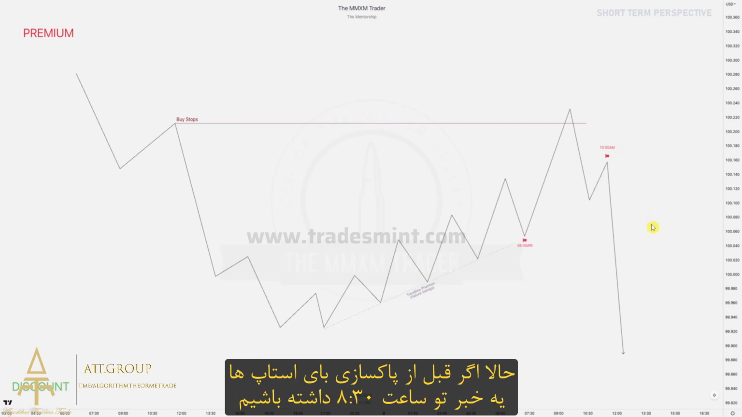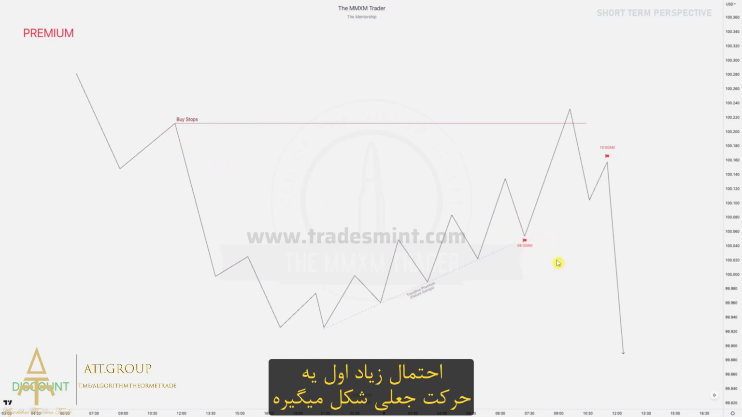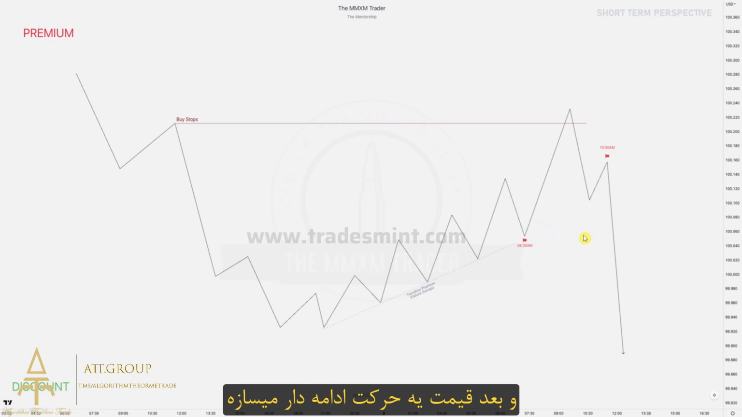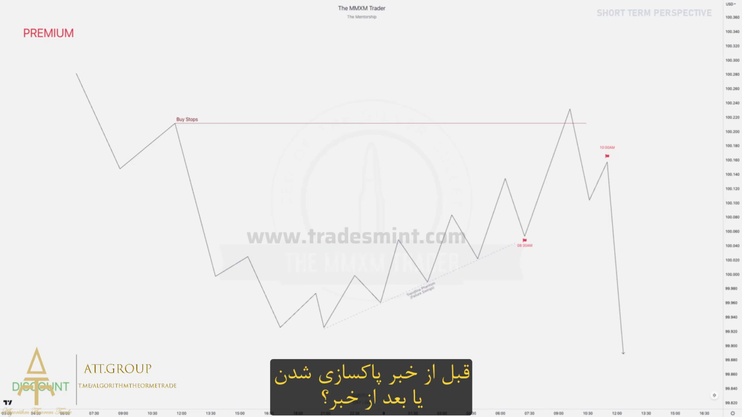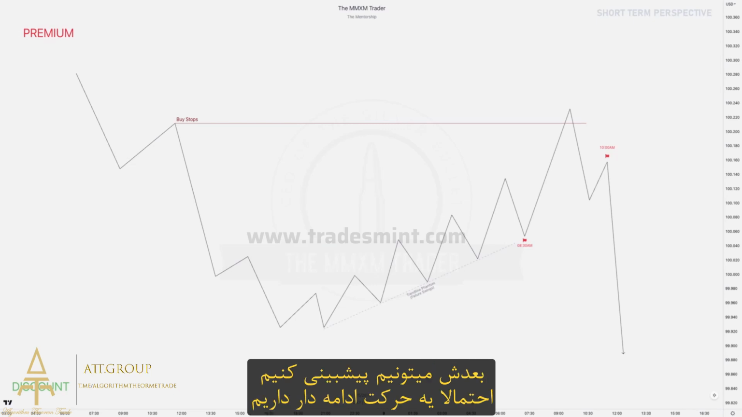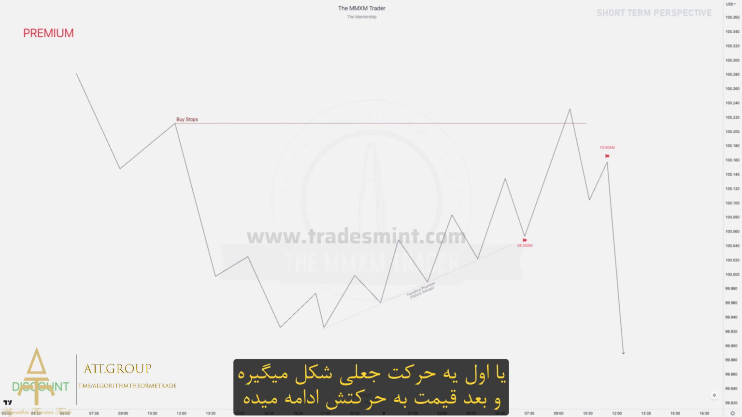Now, if we have 8:30 news before that buy stops have been liquidated, right, then it's highly likely we're going to get a fake move first and then a continuation after. So think about it, right? Is liquidity being liquidated, or are buy stops or sell stops being liquidated after or before that news release? And then we can think about, is it more likely we have a continuation, or is it more likely we're going to get a fake move first and then a continuation?